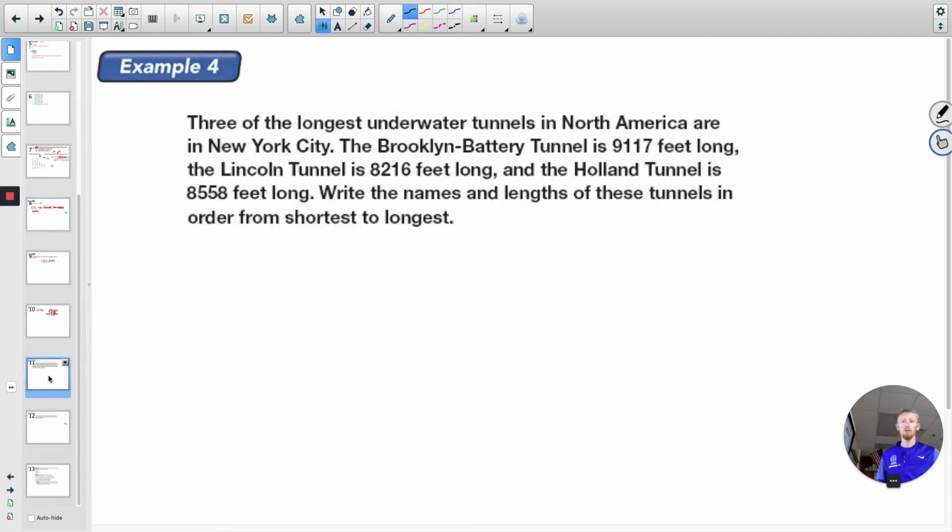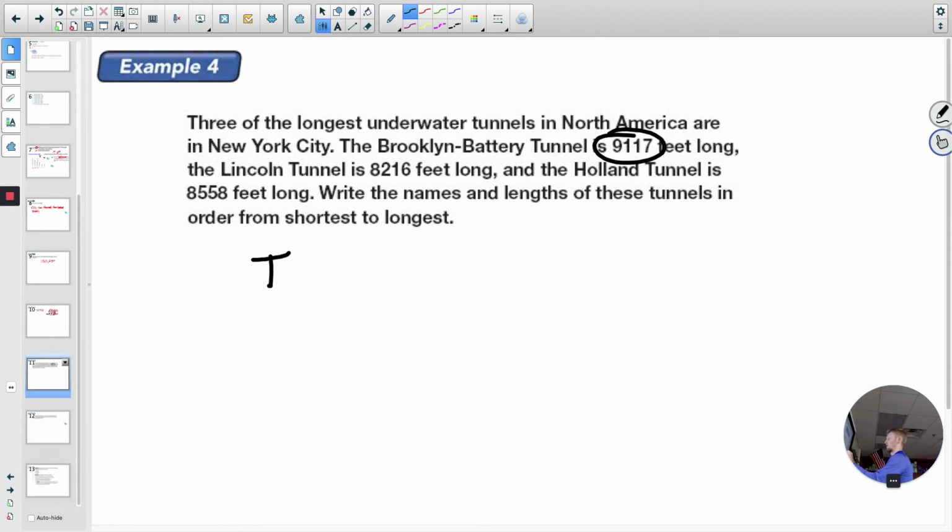All right, 3 of the largest underwater tunnels in North America are in New York City. The Brooklyn Battery Tunnel is 9,117 feet long. The Lincoln Tunnel is 8,216 feet long, and the Holland Tunnel is 8,558 feet long. Write the names and lengths of these tunnels in order from longest to shortest. Okay. So the names and lengths. So longest would be up here because that starts with a 9.